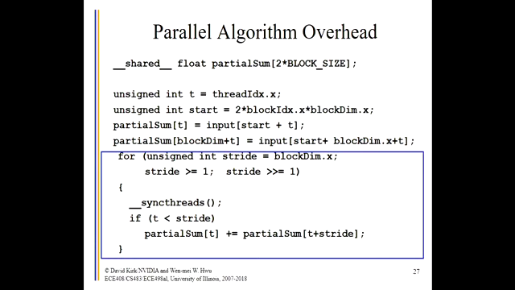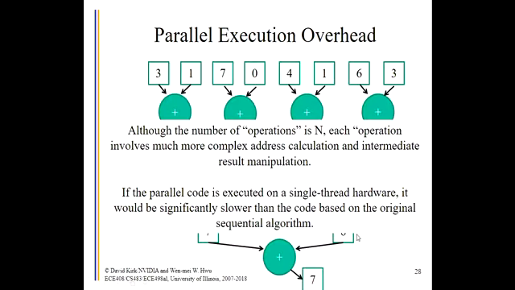Steps are not always the same. So this means that when you have a parallel algorithm, the number of operations compared to the sequential algorithm, even though both are n in serial and parallel, each operation can involve a lot more complex address calculation and intermediate result manipulation. When you work on your project, at some point this will begin to show up.